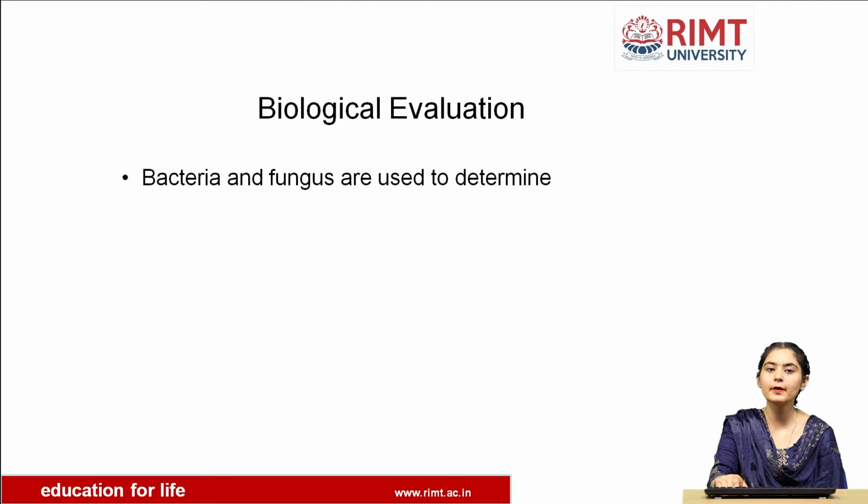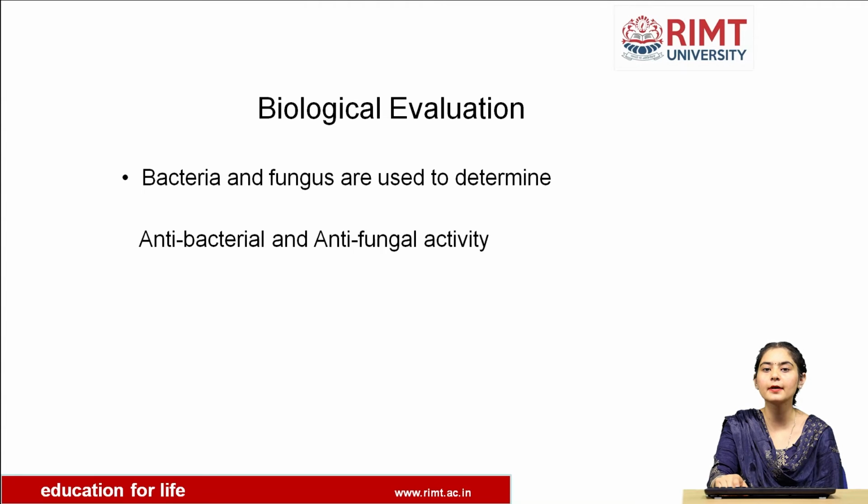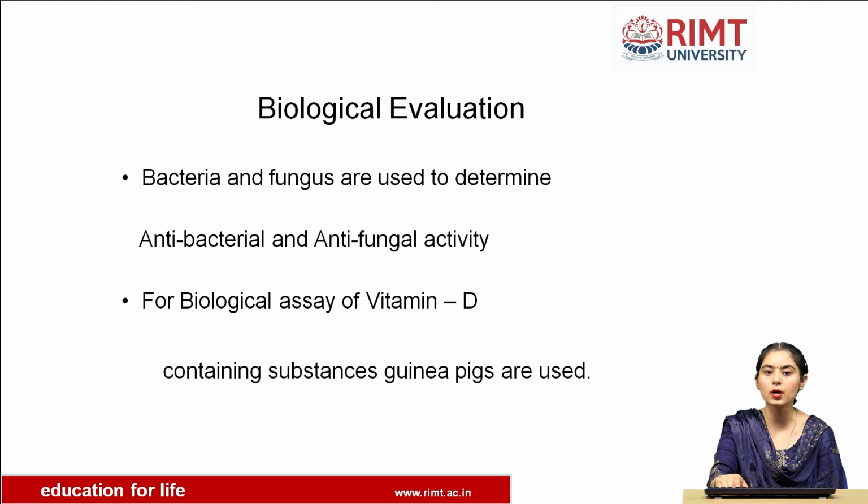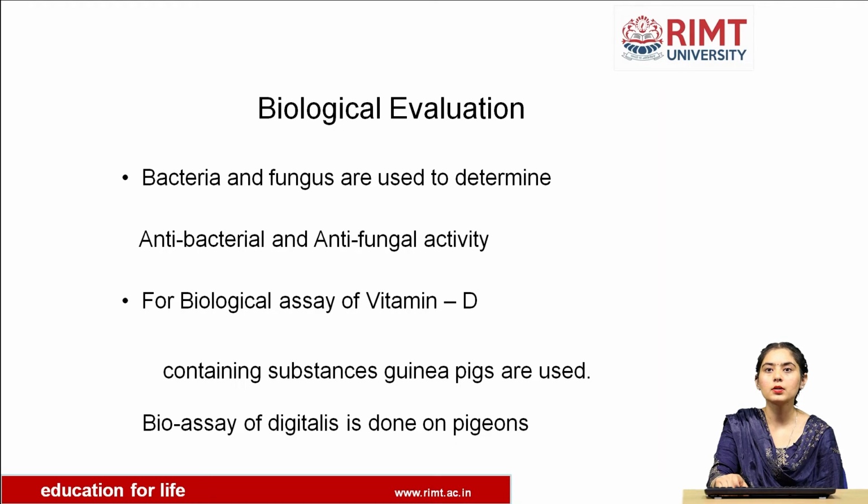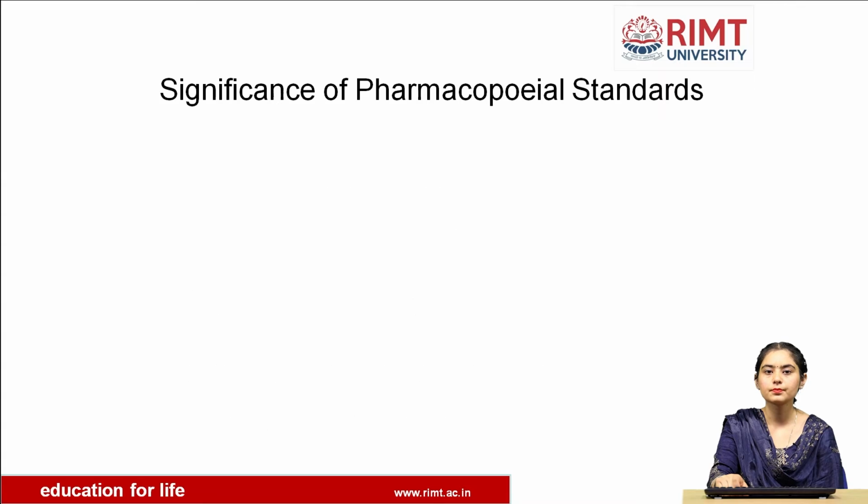Biological evaluation also covers bacteria and fungi, which are used to determine the quality of antibacterial and antifungal drugs. The second is the biological assay of vitamin D, and in the case of some chronic diseases like anxiety and depression, guinea pigs and albino rats are used.